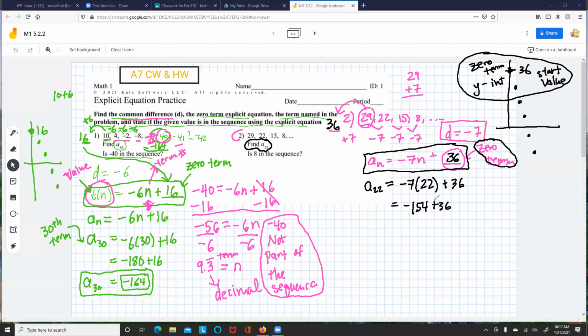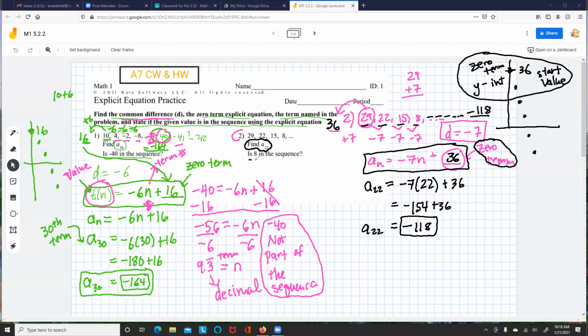So this is negative 154 plus 36. So we have to subtract 36 from 154. What does that give us? Negative 118. So we've got negative 154 plus 36, which means the 22nd term is negative 118. Let's see if that makes sense. First term, second term, third term, fourth term, fifth, sixth, seventh, eighth, dot, dot, dot, till we get to the 22nd term. Does that make sense that it's going to go down to a really big negative number? Yeah, it does, because we're subtracting, so eventually we're going to get to the negative. So that is the 22nd term.